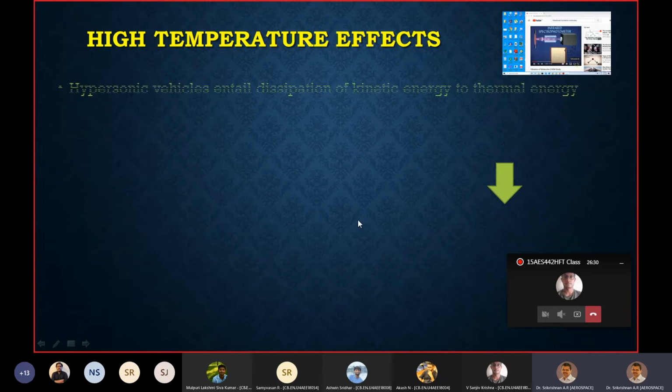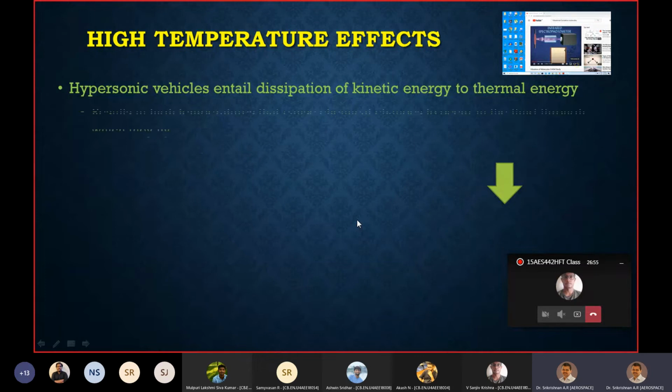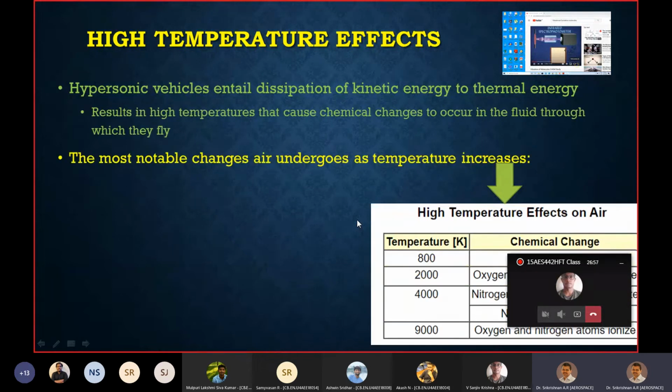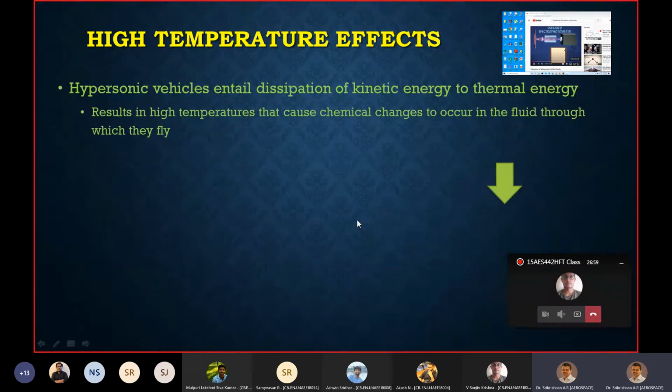High temperature effects. Quite obvious, because hypersonic flows are going to have higher kinetic energy, right? High Mach number means high velocity, which means wherever you reduce the flow velocity, this kinetic energy is going to dissipate as heat energy or thermal energy. So if the flow is decelerating in some places, you are going to encounter very high temperatures there, because the kinetic energy is tremendously high.